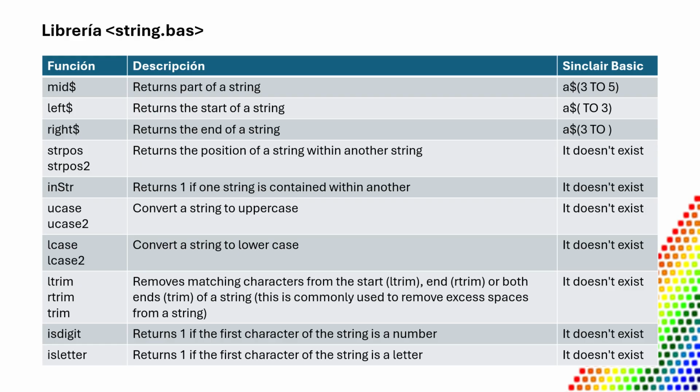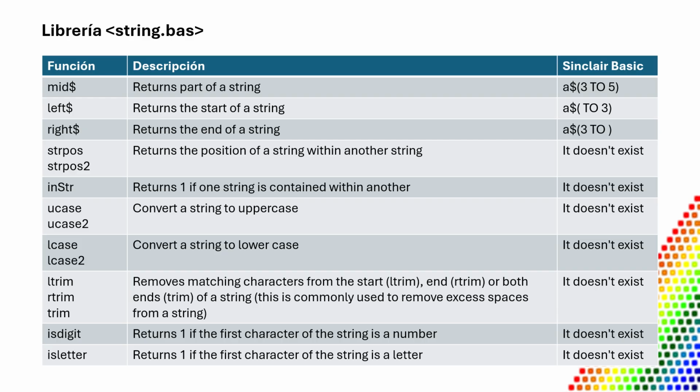The string.bas library provides a number of functions that are not implemented in Sinclair Basic, but are available on other computers of the same era. These functions include mid, which returns a portion of a string; left, which returns the beginning of the string; right, which returns the end of the string; strpos and strpos2, which return the position of one string within another.